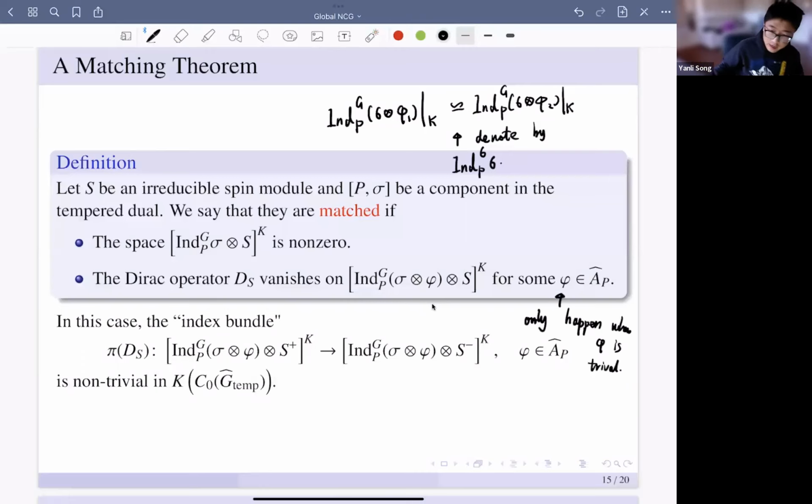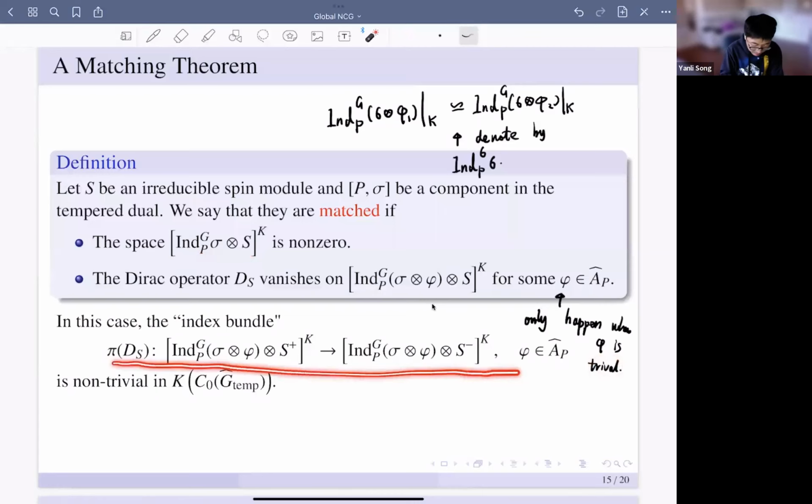So that is to say, before I talk about a different viewpoint about the index, we view it as a vector bundle on the tempered dual. This matching theorem just says that on each component, if you have a spin module, they are matched. If this vector space is non-trivial, and the operators between these two spaces have support, and its support is at the 0 point, in this case the index bundle is non-trivial in the K-theory.